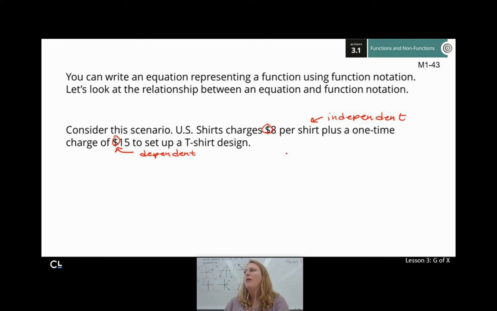I don't know. So I could write an equation. Remember that independent is X, dependent is Y. So fine, $8 per shirt plus another $15 to set it up.